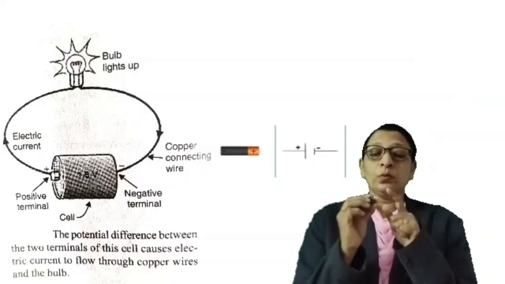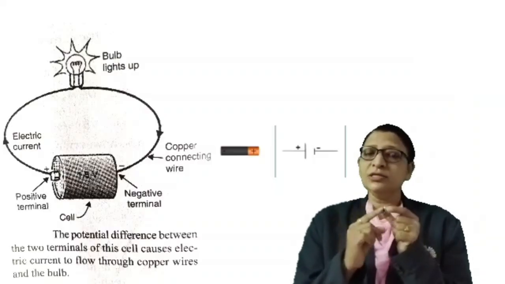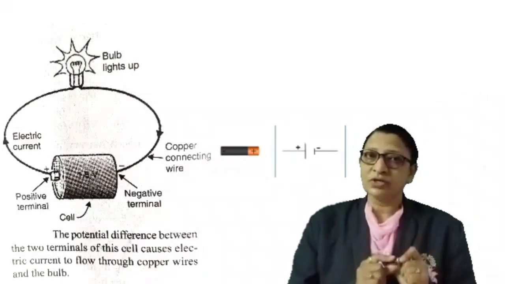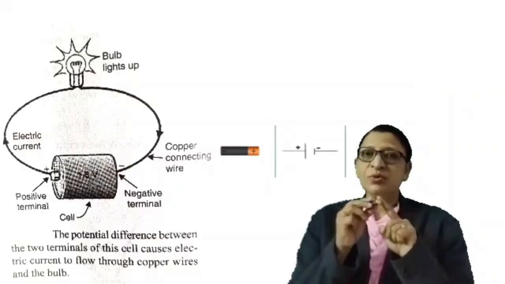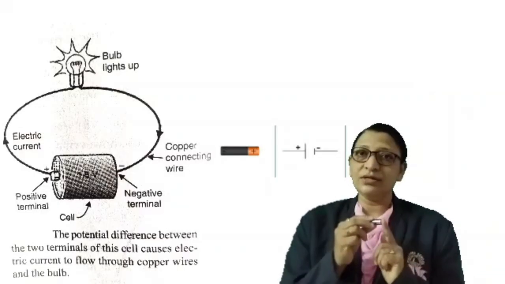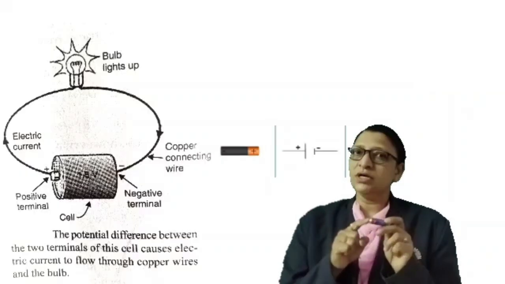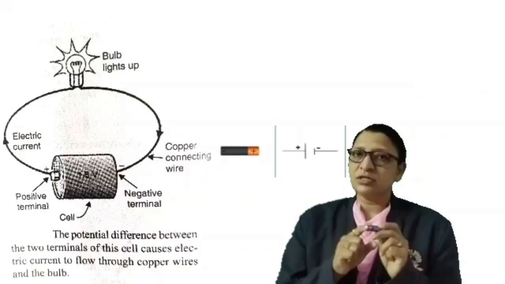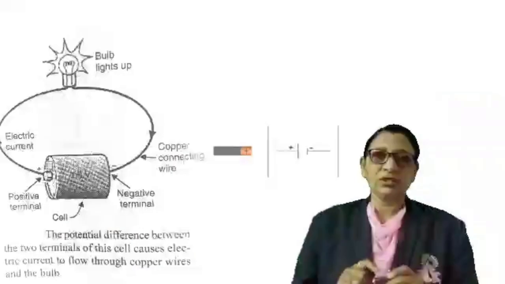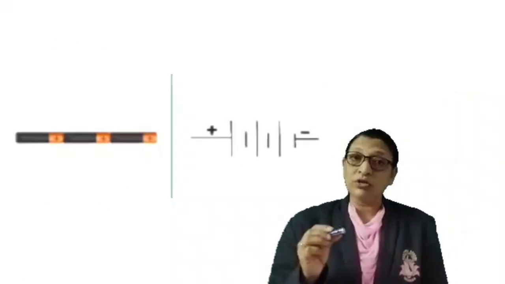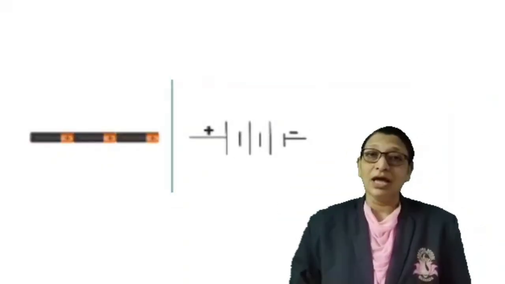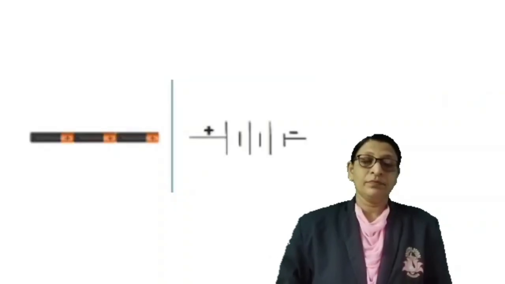You can see the cell contains chemicals which undergo chemical reactions to produce free charges, which are accumulated at one of the terminals of the cell, known as the lower potential, and they move toward the higher potential, and this generates the potential difference to produce the flow of electric current in the circuit. When more than one cell is attached with each other, it is called a battery.